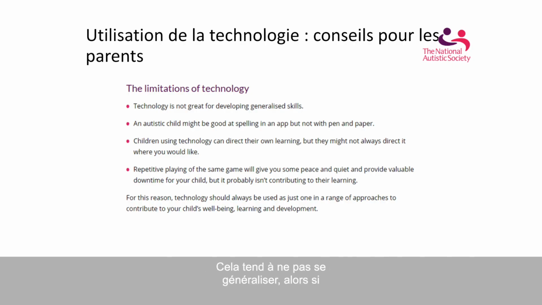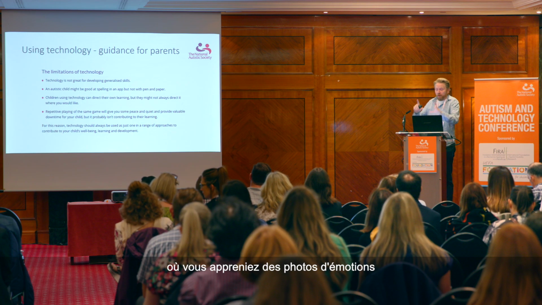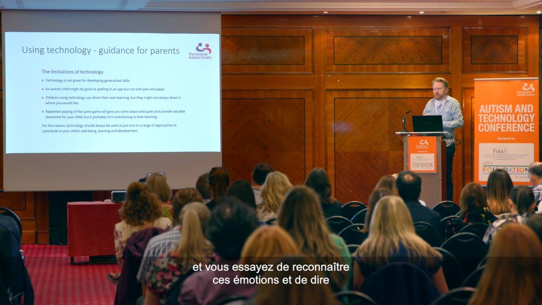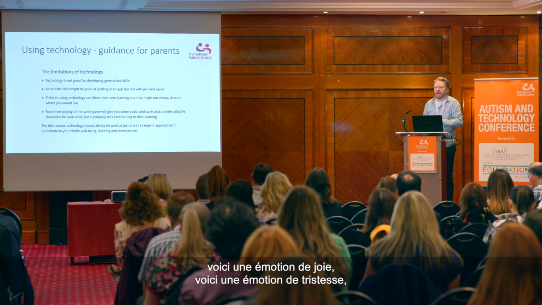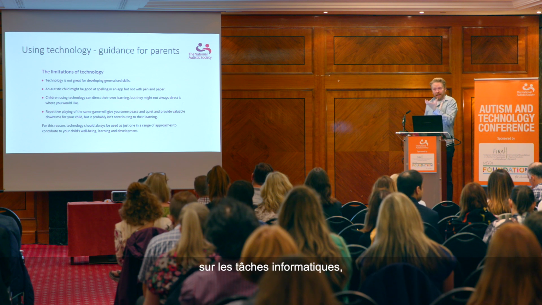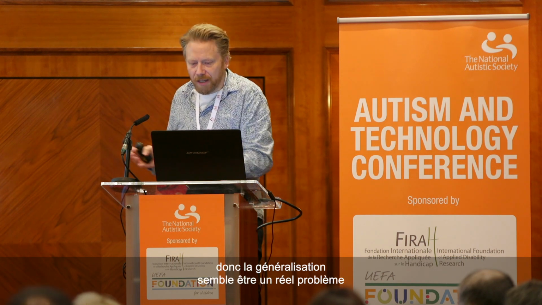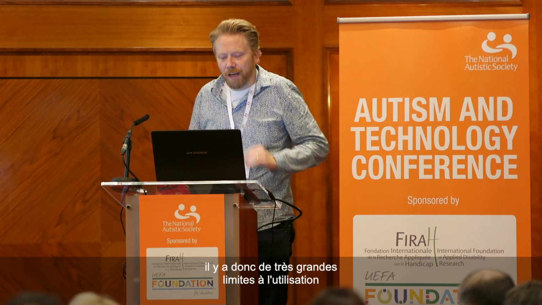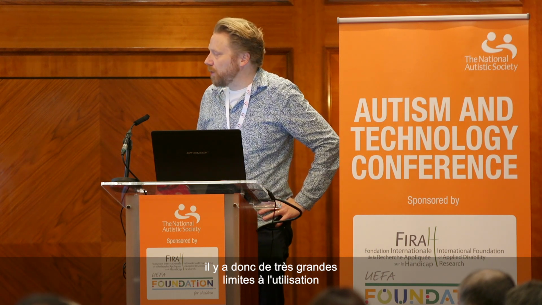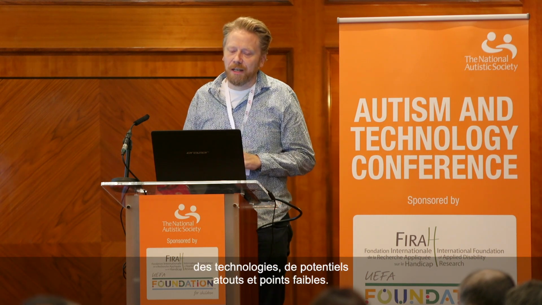In that this tends not to generalise. So if an autistic child learns a capability within one scenario, it tends not to generalise to other situations. So if you were doing the classic psychological test where you were learning from photos of emotions and trying to recognise those emotions, saying that's a happy emotion, that's a sad emotion, even if your performance improves on that computer-based task, it then seems to not generalise to the real world. So that generalisation seems to be a real issue. So there are very great limitations to using technologies. So potentially strengths and potentially weaknesses.